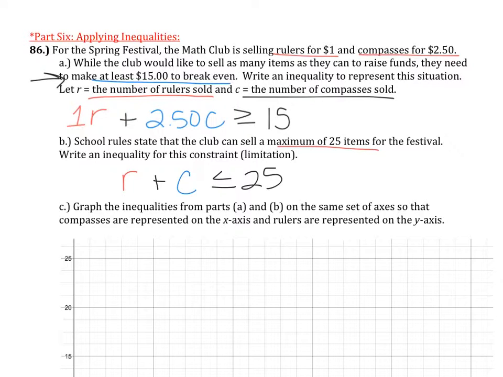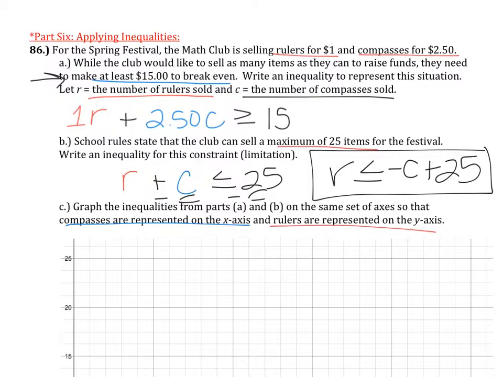In Part C, we're going to graph what we just created, and we are told that the compasses, the C, is going to be our x-axis, and the rulers, the R's, are the y-axis. Before we can graph these, we need to change the inequalities so that R is by itself. So I'm going to go back to Part B, and subtract C from both sides. So R is going to be less than or equal to negative C plus 25.